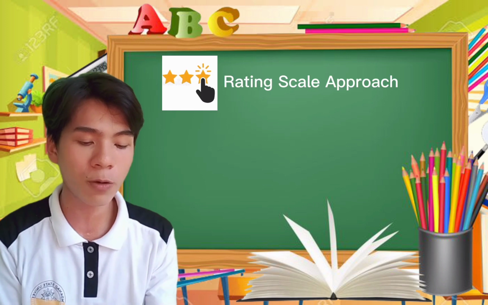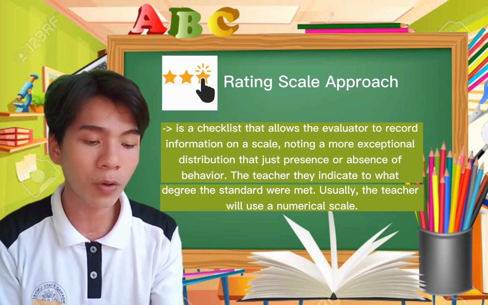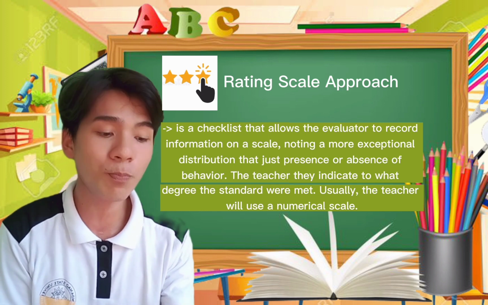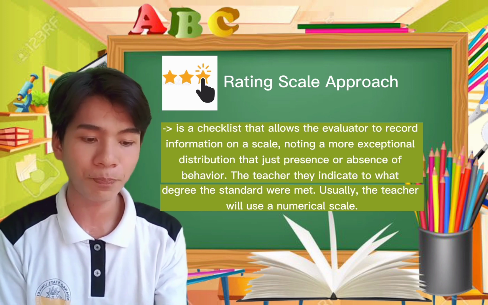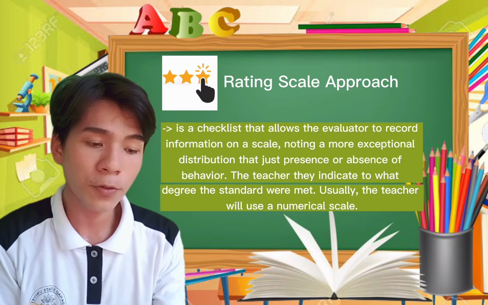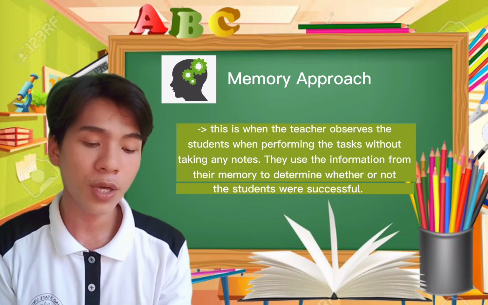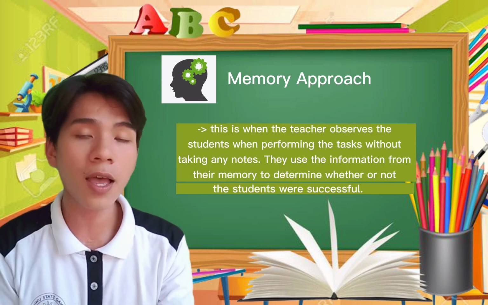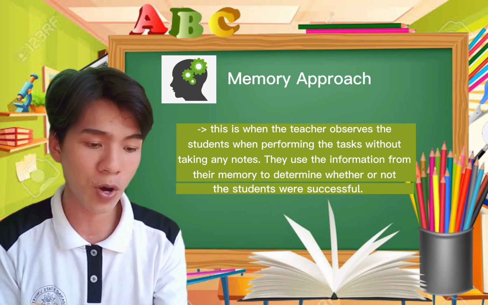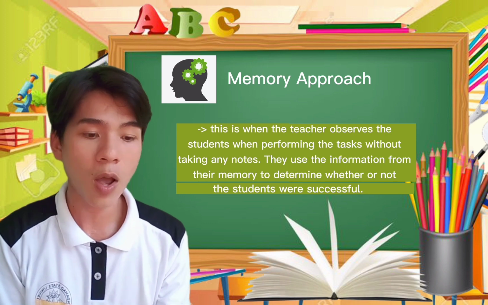And let's proceed with the rating scale approach. It is a checklist that allows the evaluator to record information on a scale, noting a more exceptional distribution than just presence or absence of behavior. So the teacher indicates to what degree the standards were met. Usually the teacher will use a numerical scale. And lastly is the memory approach. This is an approach that teachers use when they observe the students performing the task without taking any notes. So they use the information from their memory to determine whether or not the students were successful.